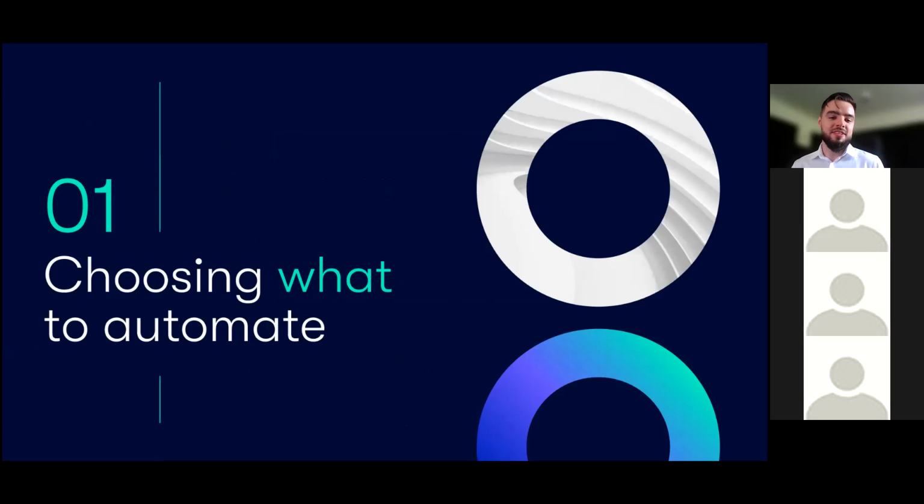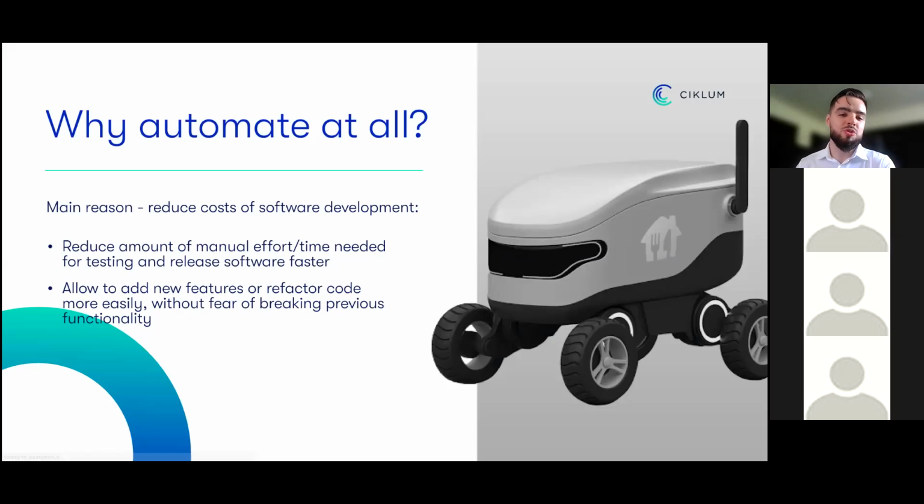So first of all, starting with the basics, choosing what we should automate and why do we automate at all. Most of you probably know that the main reason why we automate is to reduce the costs of software development. This is usually the main motivation of many things we do in software development. First of all, it allows us to reduce the amount of manual testing which is needed, and this allows us to release our software much faster because, of course, automated tests are much faster and very cheap to execute. They don't require human intervention.